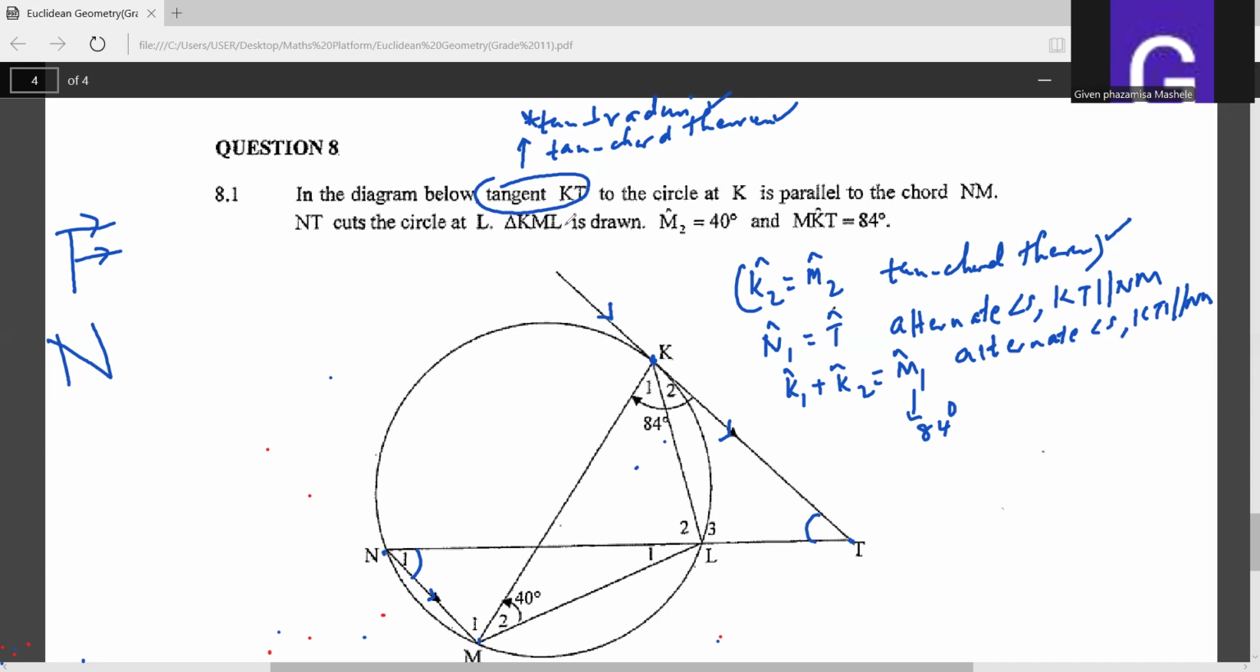Okay, angle M2 is 40. They told us that angle M2 is 40, and angle MKT is 84. Okay, fine. So now let's look at the other thing.